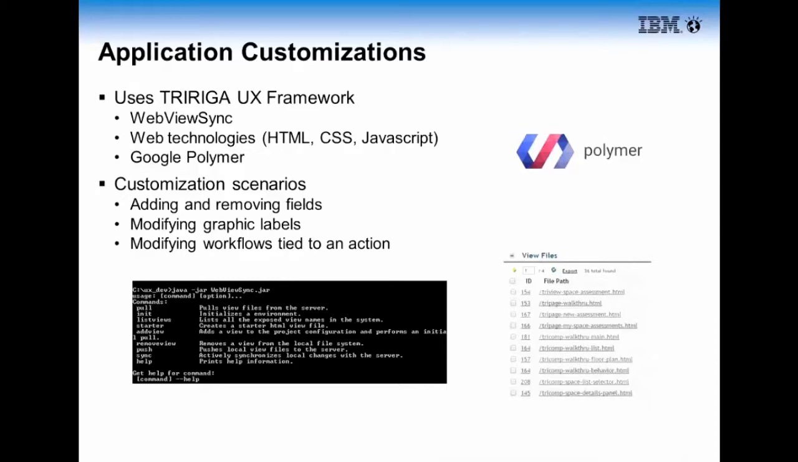The web view sync, that's a screenshot here at the bottom. It's a command line tool that you as a user would download, and this would give you these commands. You could pull all these HTML view files. You could push whatever changes you need to make, and it'll take care of editing. You could edit on your own machine, and it'll push to the server. I'll also be covering customization scenarios. We'll go through adding and removing fields, modifying graphic labels, and modifying workflows tied to an action.